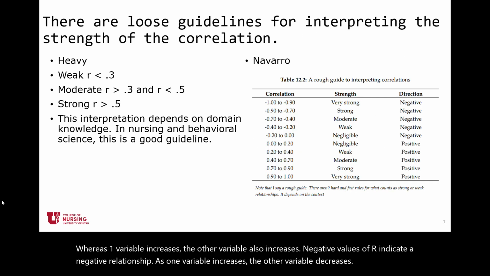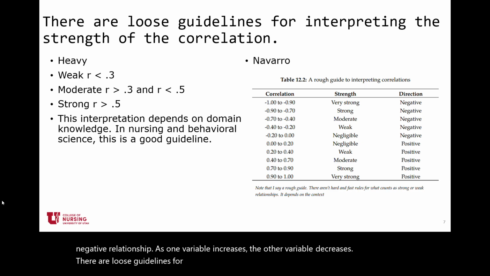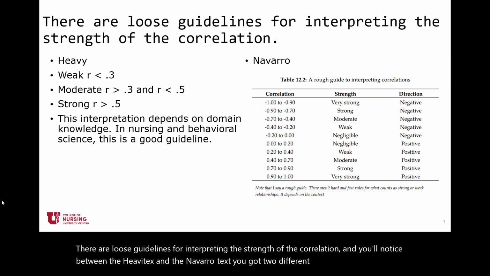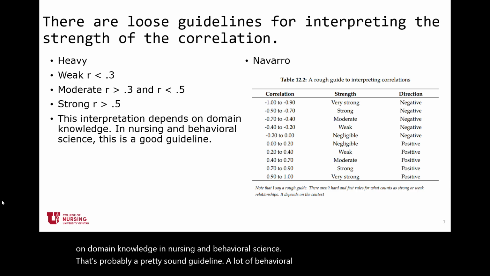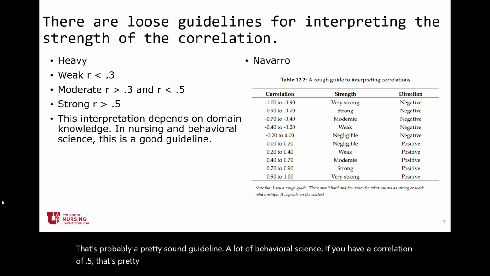There are loose guidelines for interpreting the strength of the correlation. And you'll notice between the Heavey text and the Navarro text, you get two different sets of guidelines. Heavey called anything under 0.3 weak, from 0.3 to 0.5 moderate, and above 0.5 strong. This really depends on domain knowledge. In nursing and behavioral science, that's probably a pretty sound guideline. In a lot of behavioral science, if you have a correlation of 0.5, that's pretty strong.